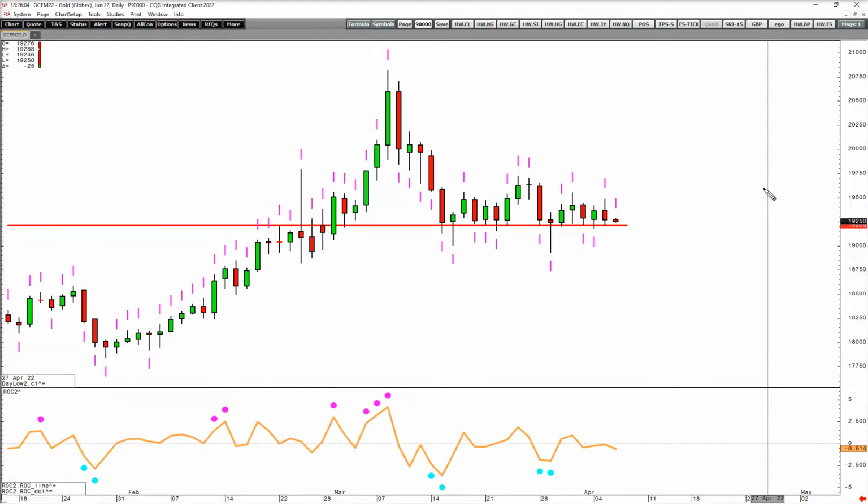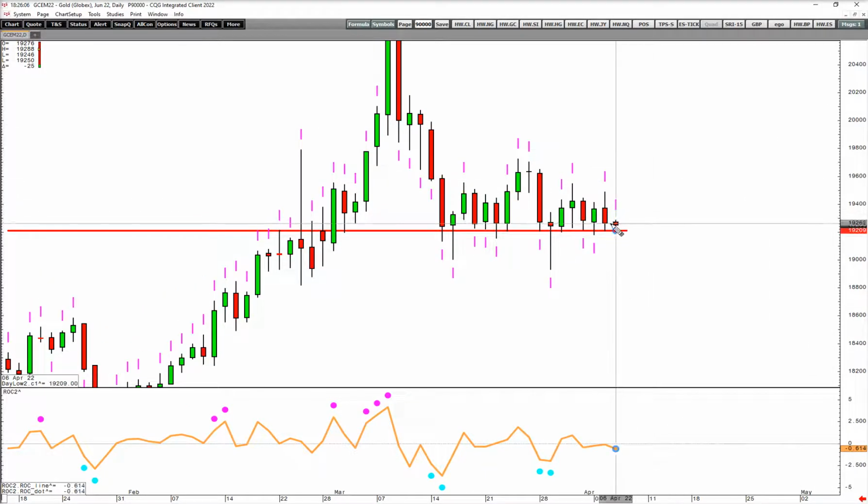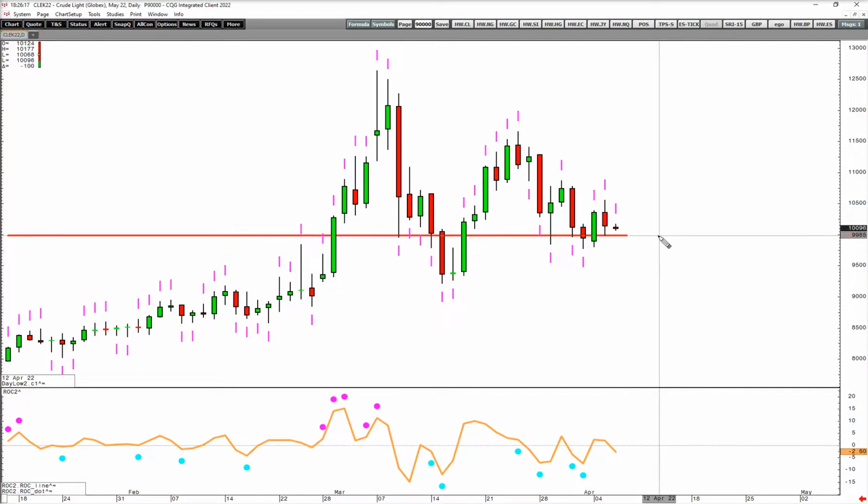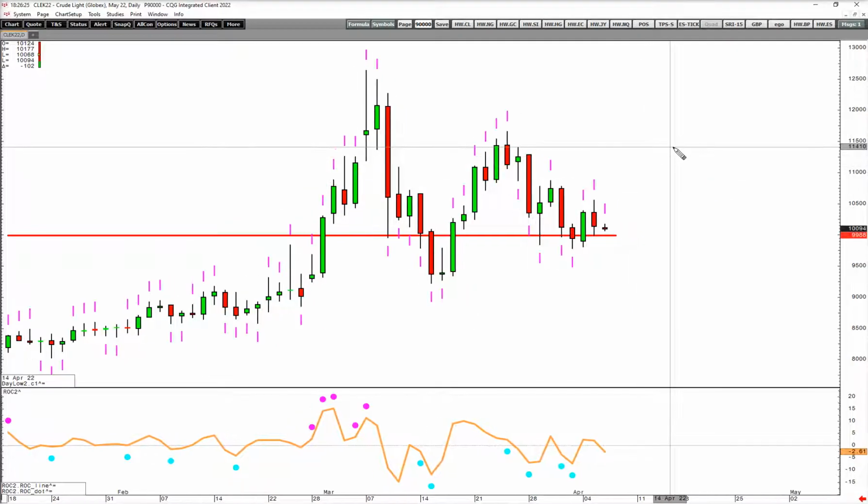On gold, not a lot brewing. I mean, in theory, this is pretty weak, but it's kind of just rangy. In theory, below this, we could have a 4X setup. Not my favorite thing, though, right now. Oil, same thing. Below this, we could have a setup. But don't mind it. But again, it's not as beautiful as copper.